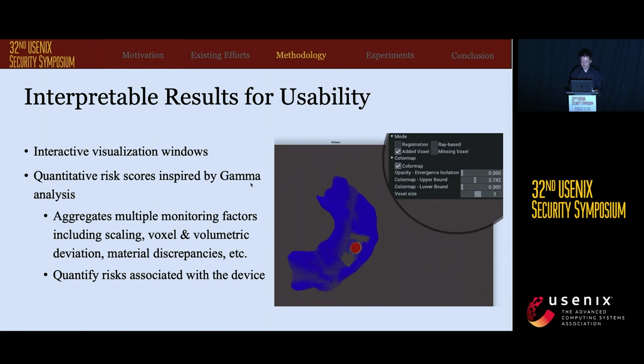And lastly, to enhance usability, we developed both interactive visualization and quantitative scores that aggregate various monitoring factors such as scaling, geometry deviation, material discrepancies, etc.